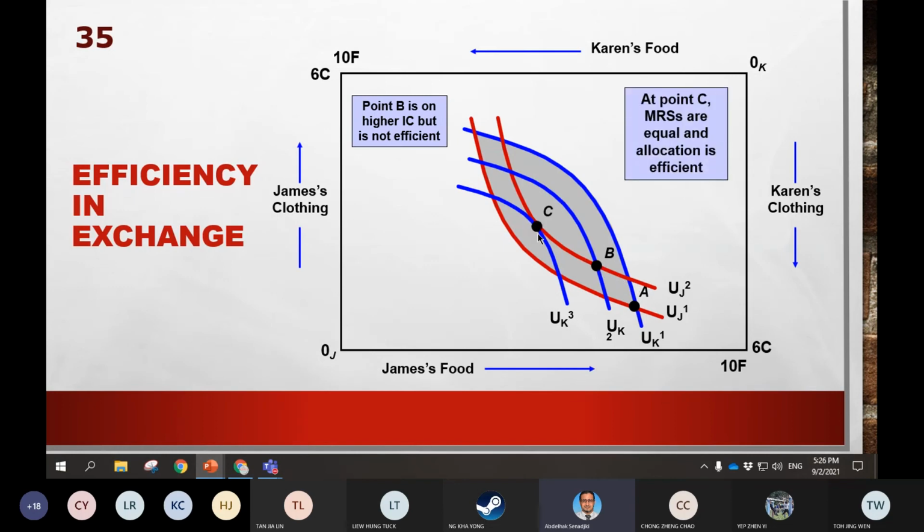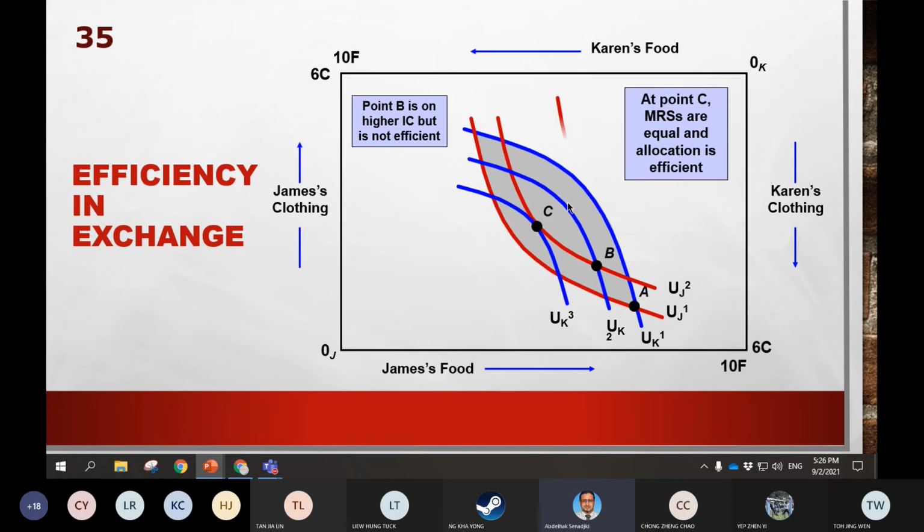And we have point C. You can see at point C, both indifference curves are tangent. They touch each other in only one point. And therefore here at point C, we say the marginal rates of substitution are equal, and therefore we can say the allocation is efficient.